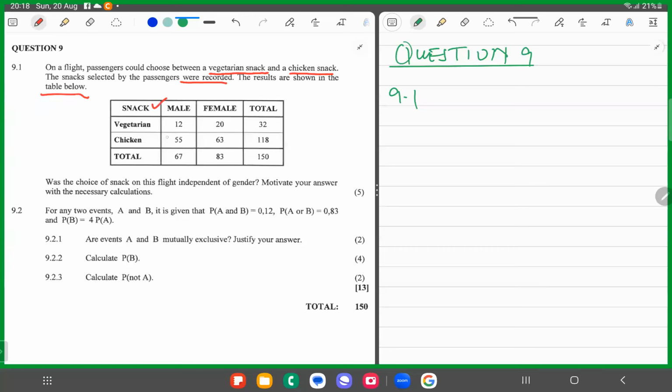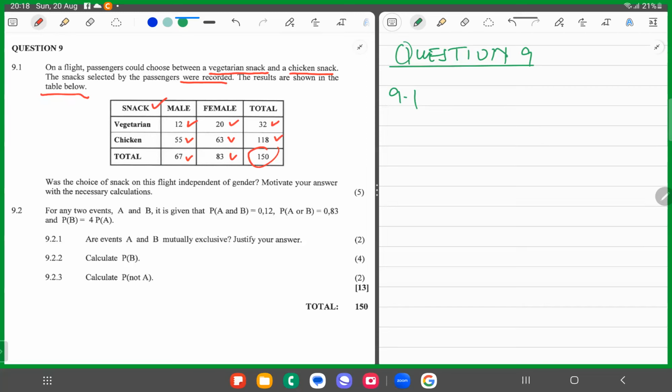We have a snack. Now, vegetarian male is 12, female is 20. The total is the two, 12 and 20. Chicken male is 55, and female chose chicken 63, and the total is 118. Now the total males is 67, total females is 83, and you have the totals. So you have these wonderful two-way tables there.